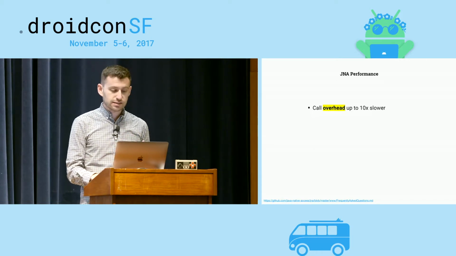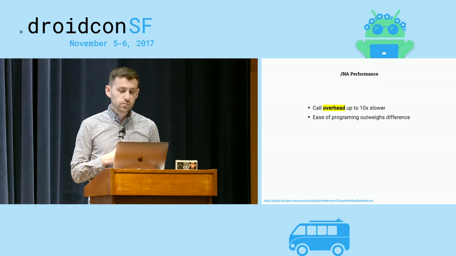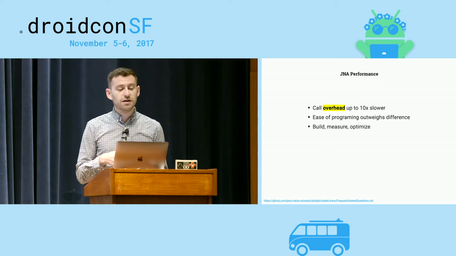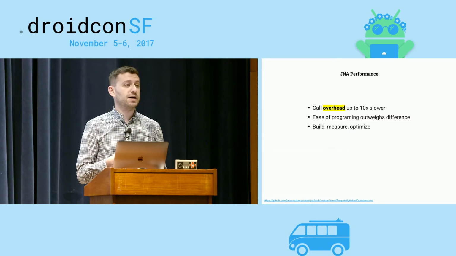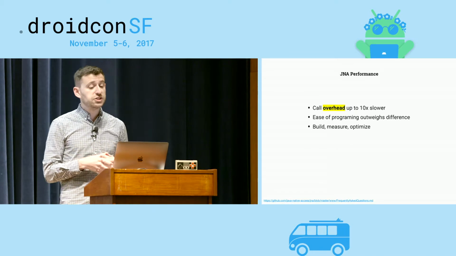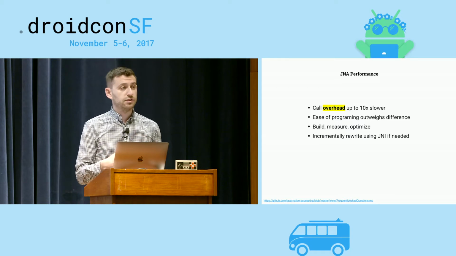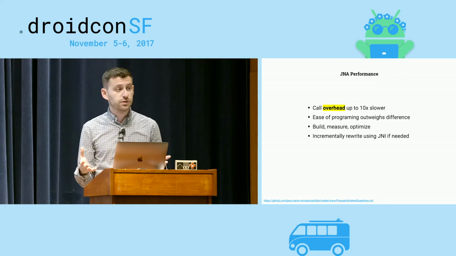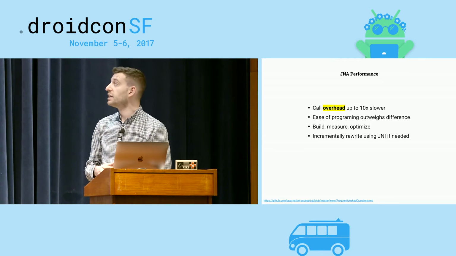And in many cases, the ease of programming is going to outweigh the difference in performance. Importantly, I think it's important to follow the principle of first building, then measuring, and then optimizing, so that you don't waste time optimizing the wrong thing. So if you write something using JNA, and you actually find that JNA is your bottleneck, you have the option to incrementally rewrite using JNI later. And I think it's important to note that using JNA does not preclude you from using JNI. You can mix and match, and you can rewrite any slow code if absolutely needed.